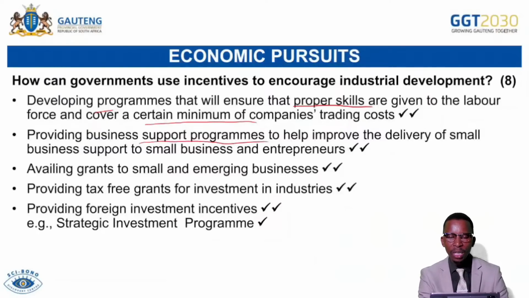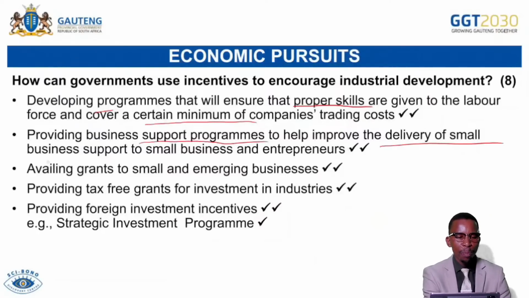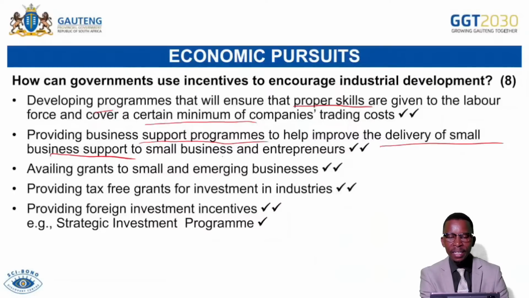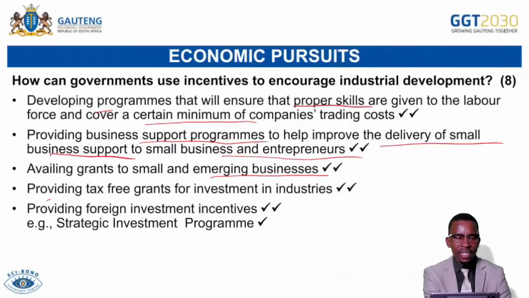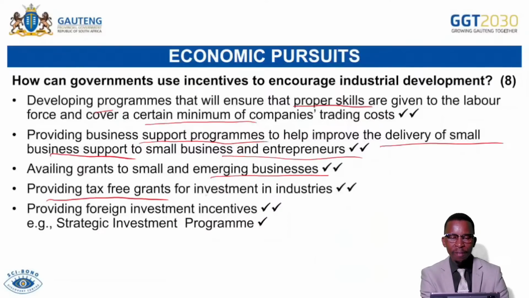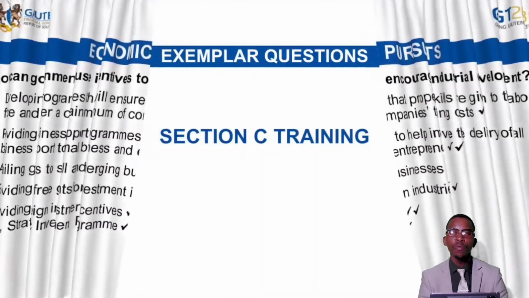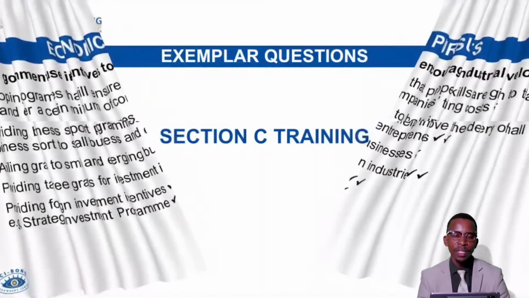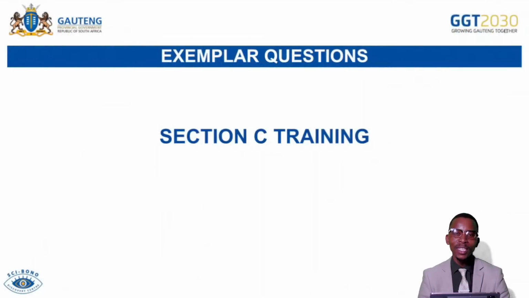Providing business support programs and helping improve delivery of support to small businesses and entrepreneurs. Availing grants to small and emerging businesses. Providing tax-free grants for investment in industries. Providing foreign investment incentives, like a strategic investment program, to businesses. That can lead to the improvement of industrial development. So that was short. Then we go to section C.